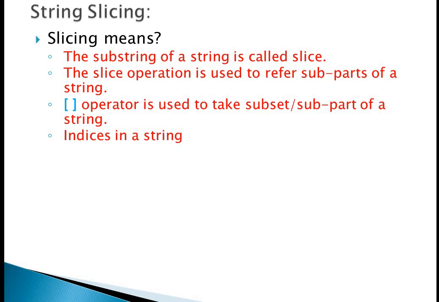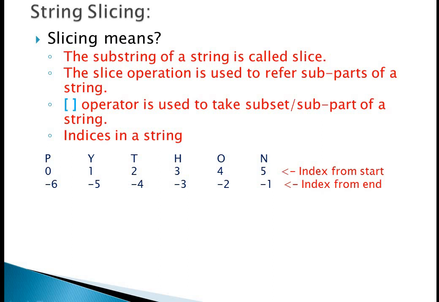Before going to the slicing operator, we need to know indices in a string. There are 2 types of indices in a string. One is positive index, the other is negative index. Suppose we have created one string object and the string object holds one value. The value is Python.